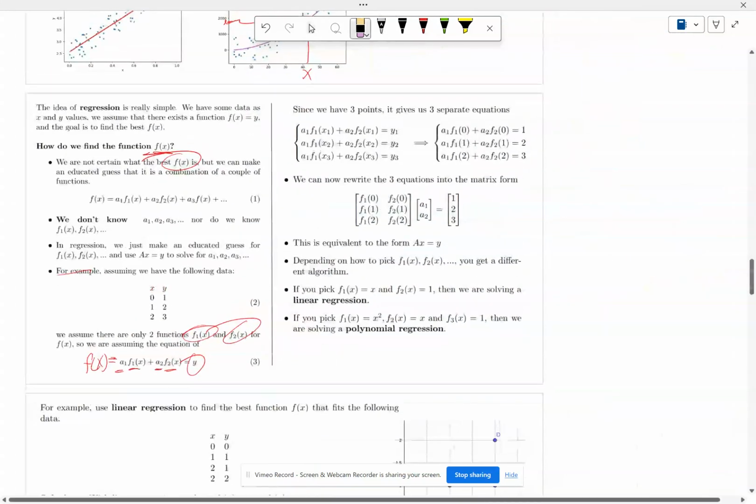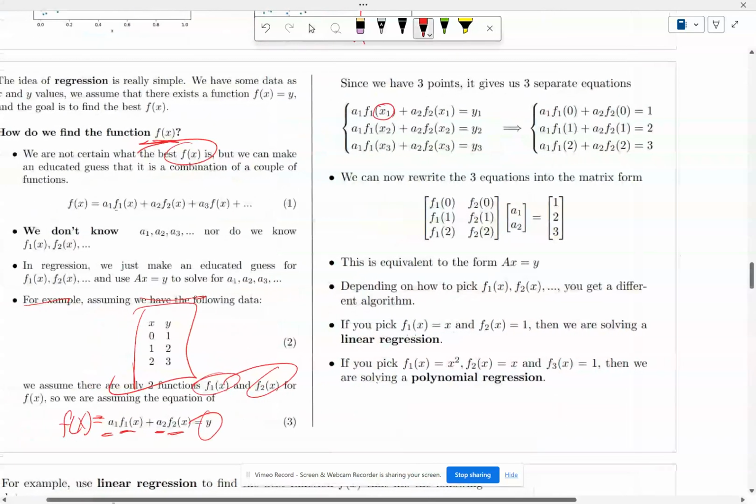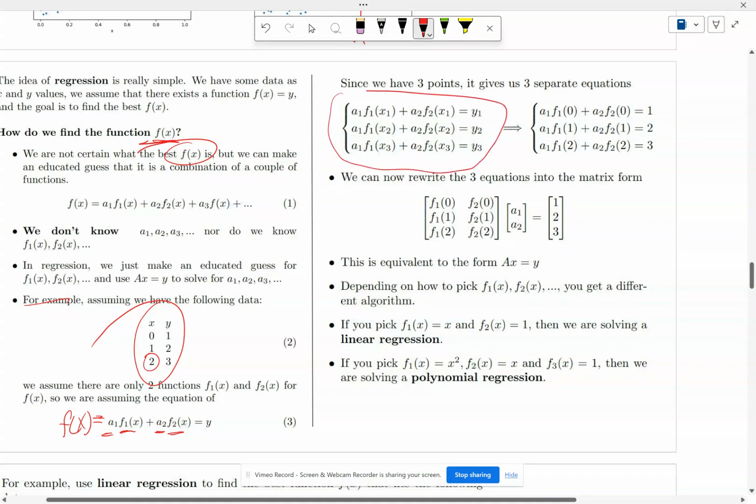In this data set there are 3 points. If we plug point 1 into this function, that should give us y1. If we plug point 2 into this function, it should give us y2. Again, if we plug point 3 into this function, it gives us y3. Because we have 3 points, that gives us 3 equations.